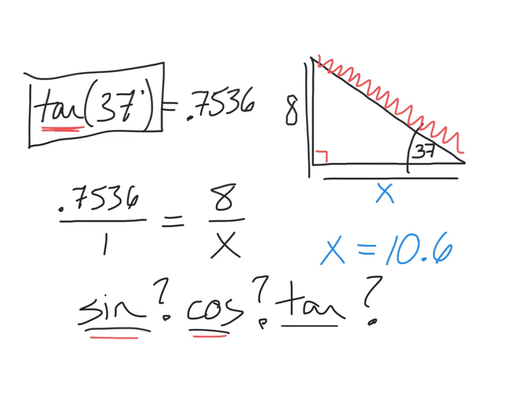Now, it may seem very foreign at this point, especially with terms like sine, cosine, and tangent. But what I want you to understand is that each of them are shortcuts. They tell me what the comparison is between two side lengths. Is it 1 to 1? Is it 1 to 2? Is it 0.7536 to 1? And I can use those shortcuts to help me solve for missing parts.